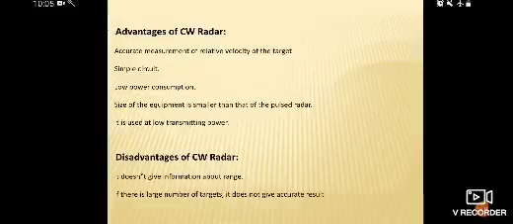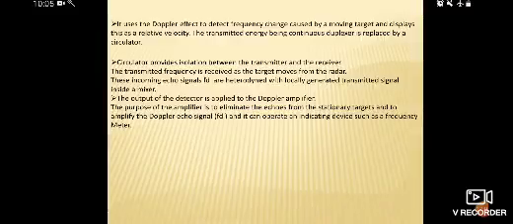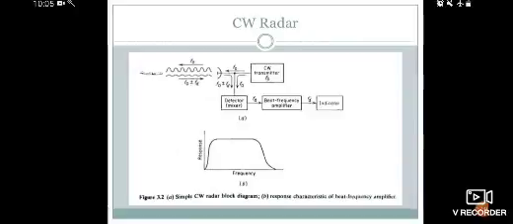When we have a simple diagram of the CW radar, it has a simple operation, but the modified version has an IF amplification stage to get a better result of the target. To have a clearer idea of the target, we use the modified version of the CW radar. That's why it is called FMCW radar, that is, frequency modulated CW radar.